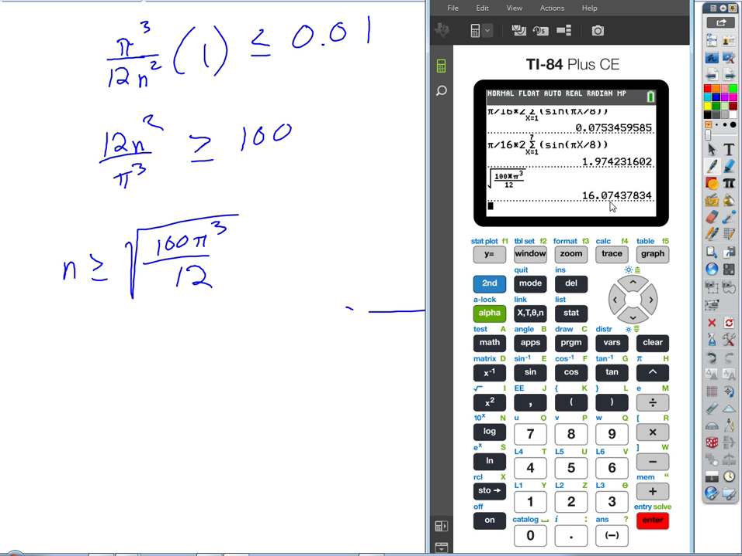Does that make sense? Okay, so by the way, what if we used 15? Does it mean we're definitely going to be outside of our tolerance? No, it actually doesn't. It just means that for us to be able to mathematically guarantee that we're within our tolerance, we have to pick 17, okay?